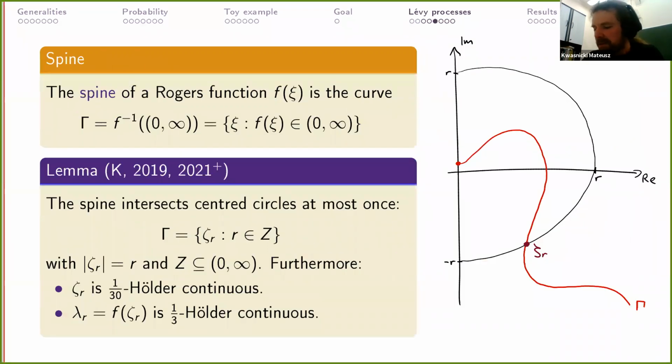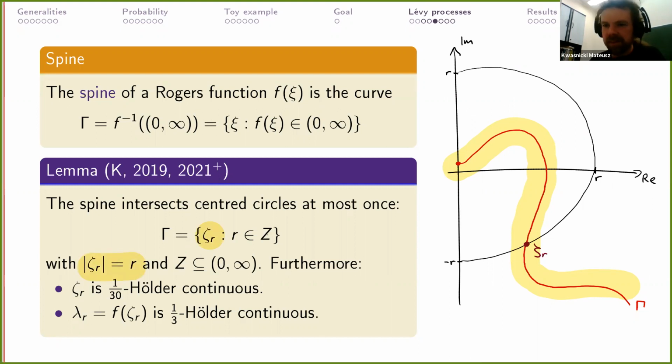Now let me define the spine of a Rogers function. So we have this analytic extension. It turns out that there's a unique curve along which it takes real values. These values are necessarily positive, it's easy to see, but it's not trivial to see what the properties of that line are. It turns out that these lines intersect circles centered at the origin in at most one point. So it kind of goes further and further away from the origin. It can wind up a little bit, so it's not a graph of a function, but it can be parametrized as zeta r, where zeta r has modulus r.